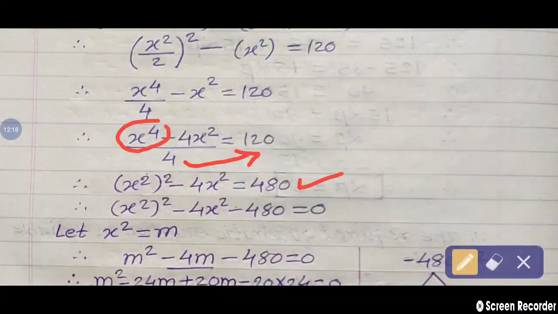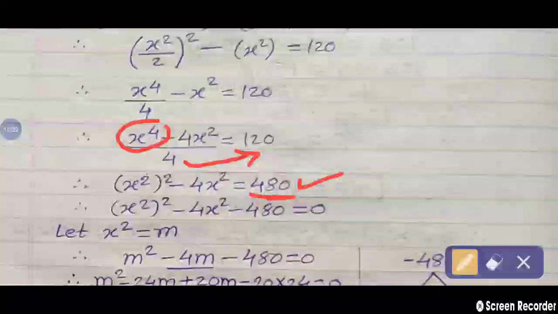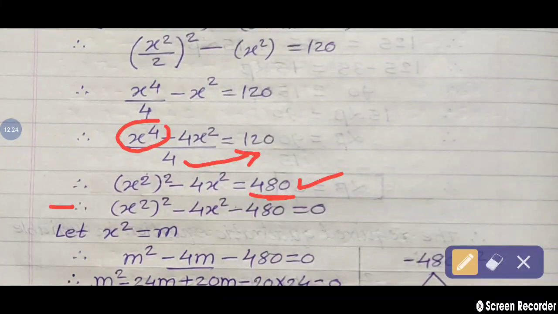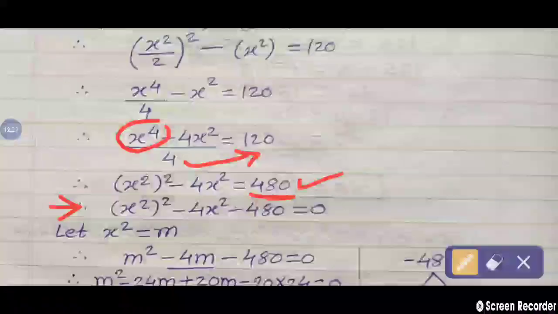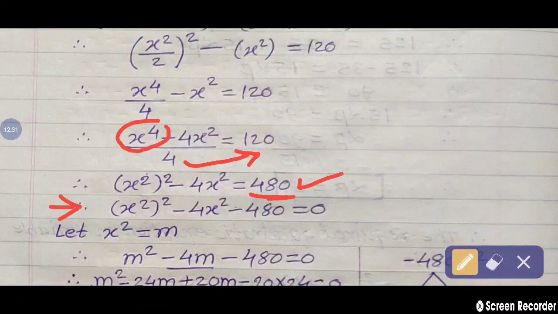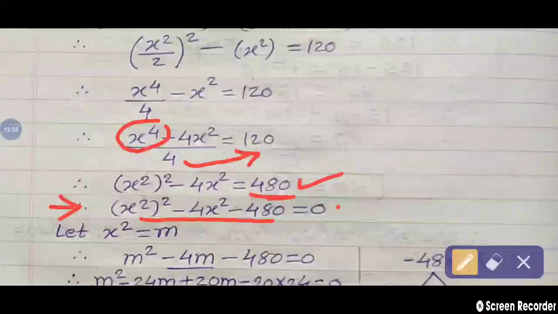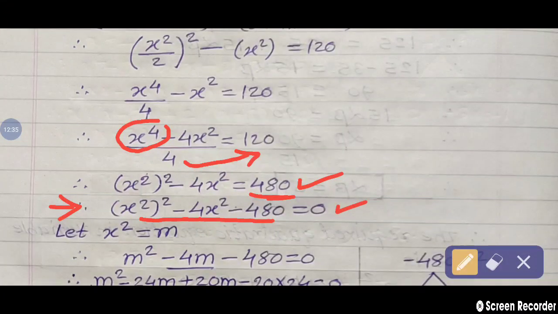480 is shifting to the left hand side in the next step. Therefore, we are getting this step: (x square) whole bracket square minus 4x square minus 480 is equal to 0. So this equation is not in a standard form.